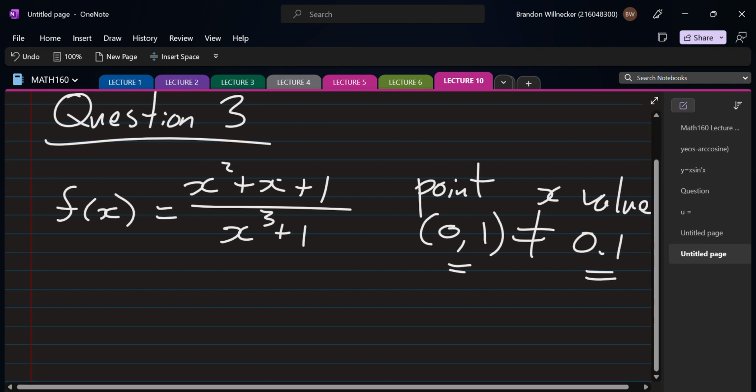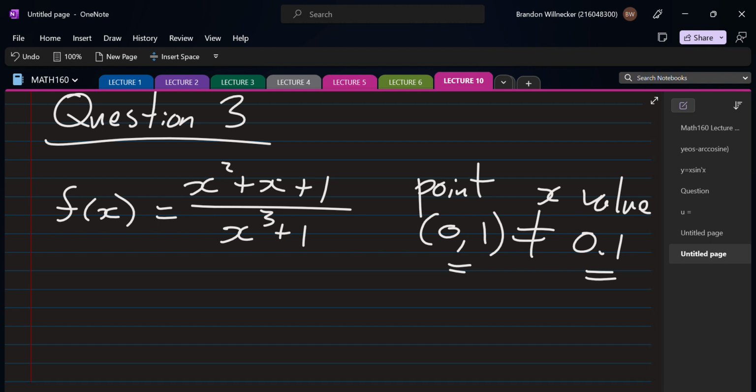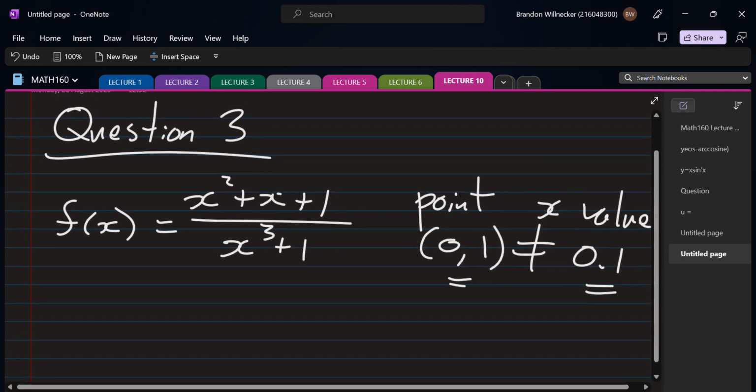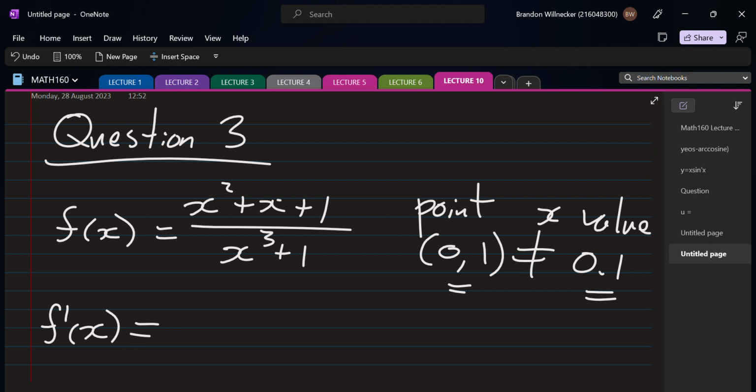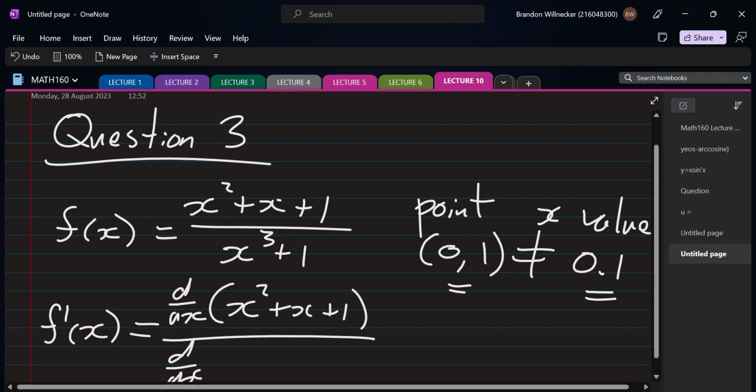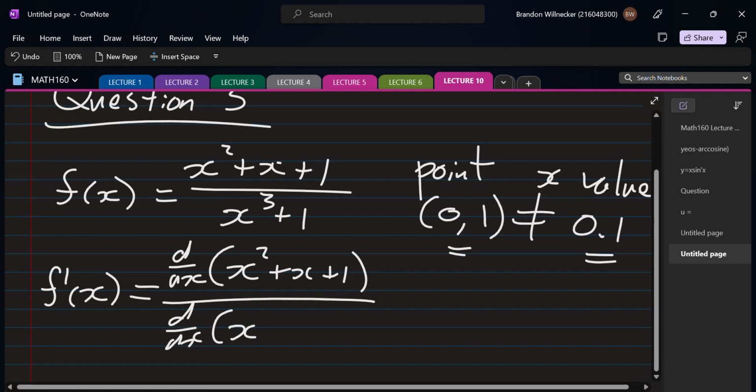Okay, so we need to find the derivative to get the gradient. Once we have the gradient, we can find the tangent line. So we need f prime. A lot of students were ignoring the quotient rule and just wrote d by dx of the top divided by d by dx of the bottom.